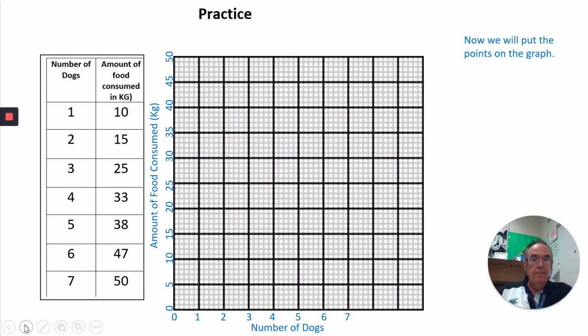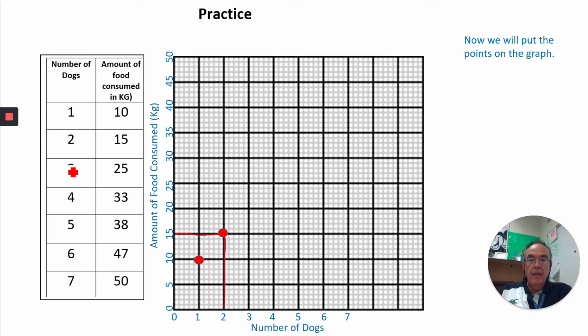Now we need to plot the points on the graph. Our first point says 1 dog consumed 10 kilograms of food. So we're going to come here, 1 dog, and then 10 kilograms of food, and we're going to put our dot right there. We're going to find 2 dogs, which would be right along this line. It says 15 kilograms. So we're going to come over here. We should put our dot right there.